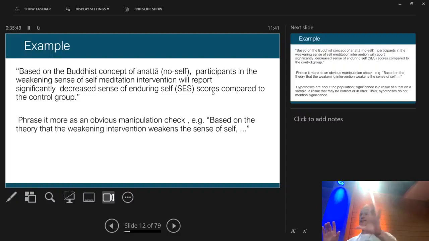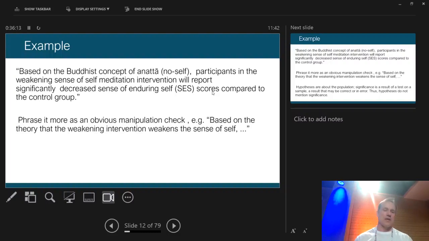So I asked my project student, I explained the situation and asked him to phrase it. And he was a really good student. He got a first, which in the UK is the highest one. And he said, based on the Buddhist concept of anatta, no self, participants in the weakening will weaken and strengthening will strengthen their sense of self. In this case, it was for weakening.